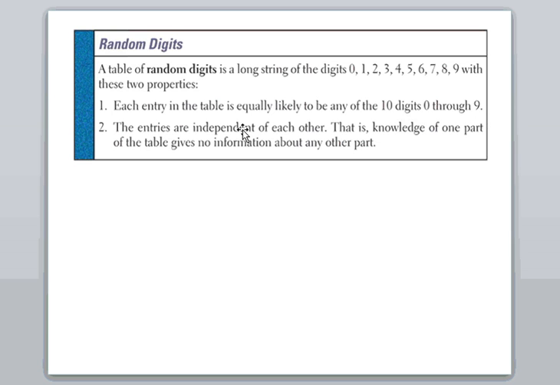The entries are independent of each other. That is, knowledge of one part of the table gives no information about any other. So there's not a pattern at all involved in a random digit table.